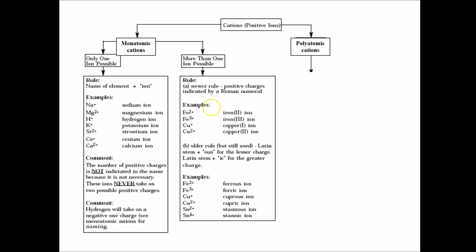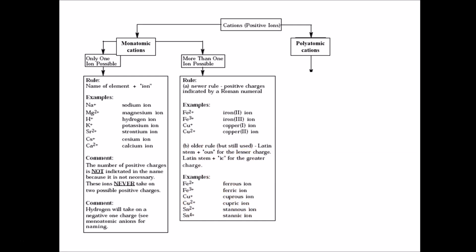Because there's two of them. In those cases, we have to use a Roman numeral after the name of the metal to describe how many positive it is. So Fe positive 2 would be iron Roman numeral 2, or Fe positive 3 would be iron Roman numeral number 3. Copper is the same way. Copper comes in a positive 1 version and a positive 2 version. So depending on which one we're talking about, we have to use the correct Roman numeral with it. Don't worry about this older way of naming, right? We're not going to use that in here.